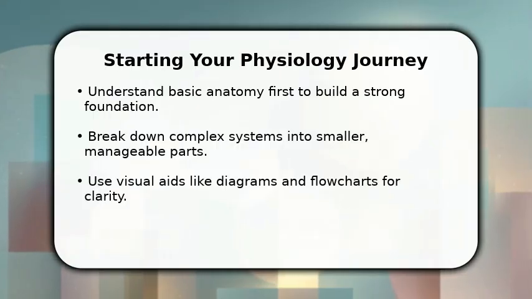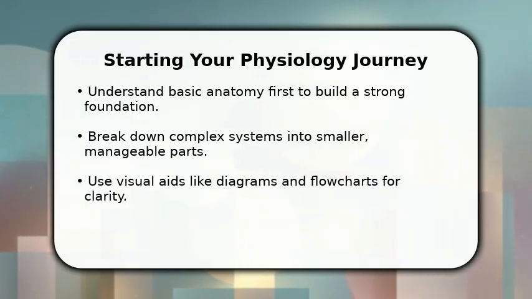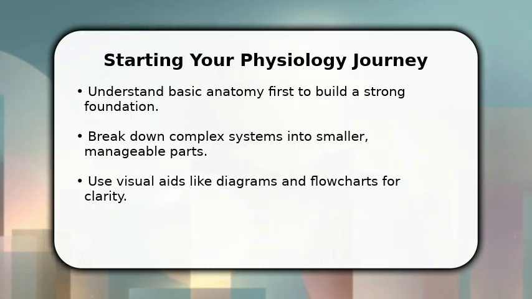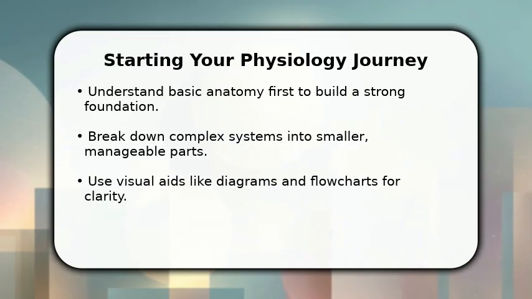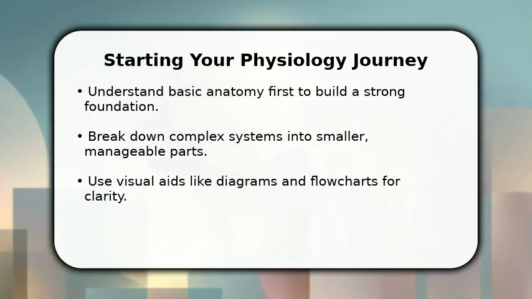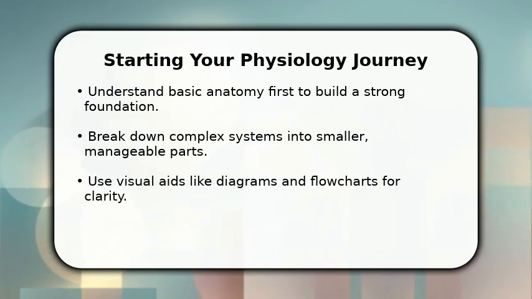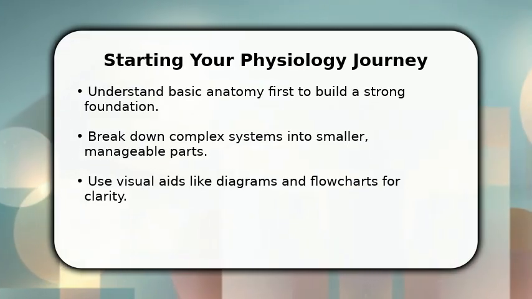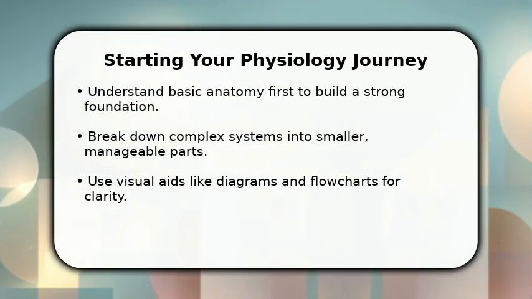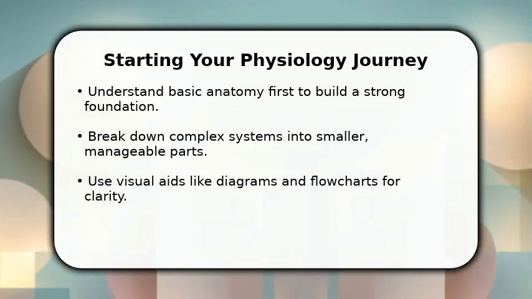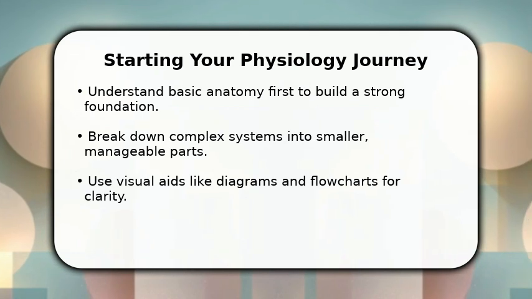In this video, I will explain how to learn physiology easily. Begin by grasping foundational anatomical concepts. This provides essential context. Then, approach complex physiological systems by breaking them into smaller, more digestible components. Utilize visual learning tools such as diagrams and flowcharts to clarify intricate processes and relationships. This structured approach makes the initial learning phase much more effective and less overwhelming.